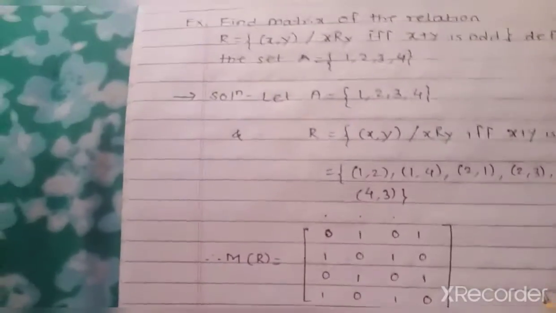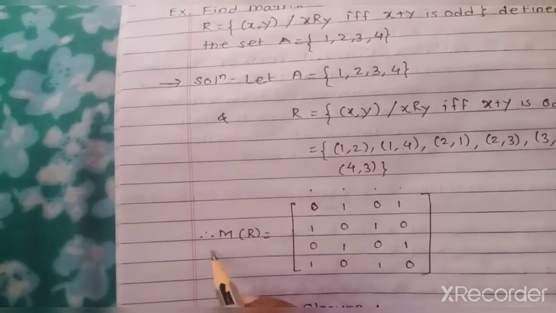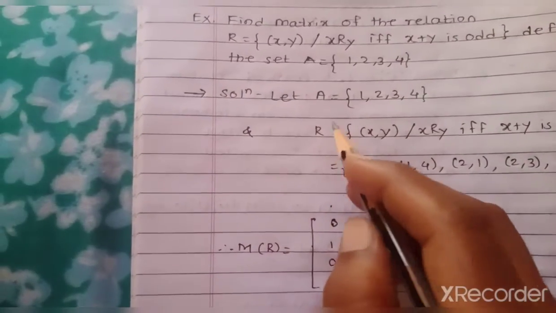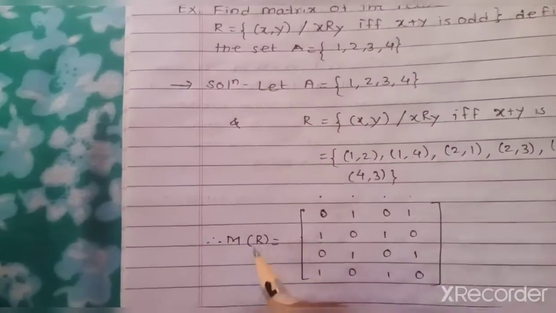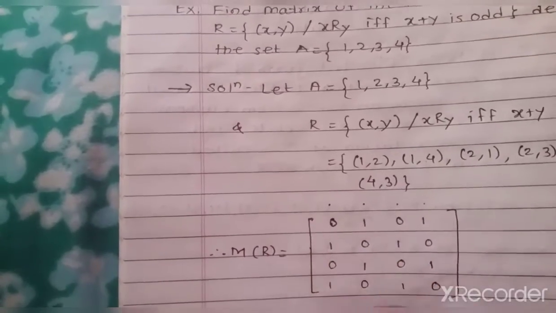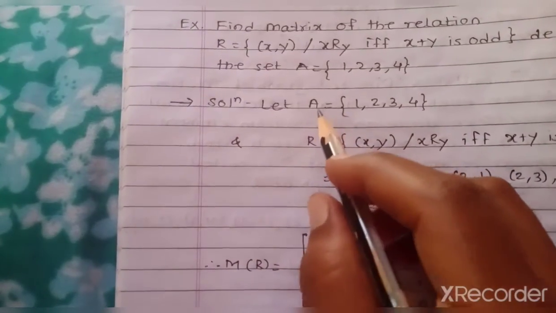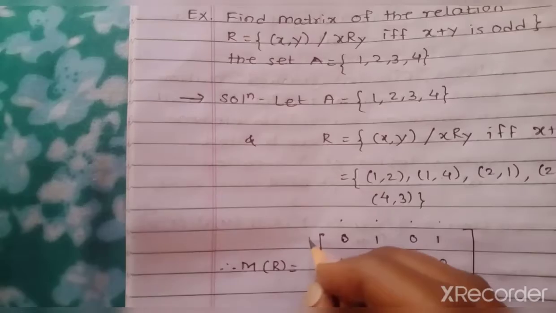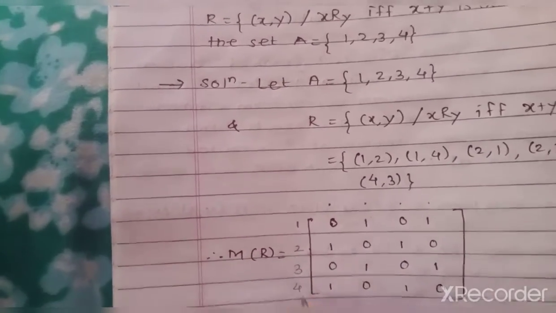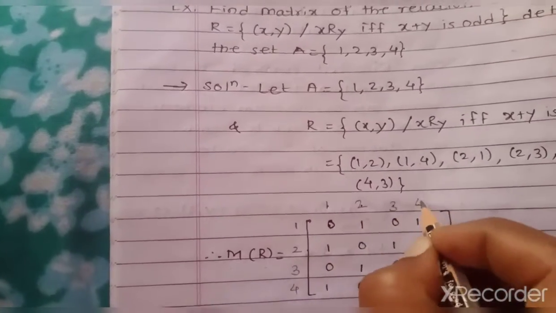Now we consider M of R, M for the matrix and R for the relation. If our set is represented by S, here we take S, which is equal to the set of pairs found. Now for the row and column representation, we use the set A. So here we write 1, 2, 3, 4. Similarly, here we write 1, 2, 3, 4.